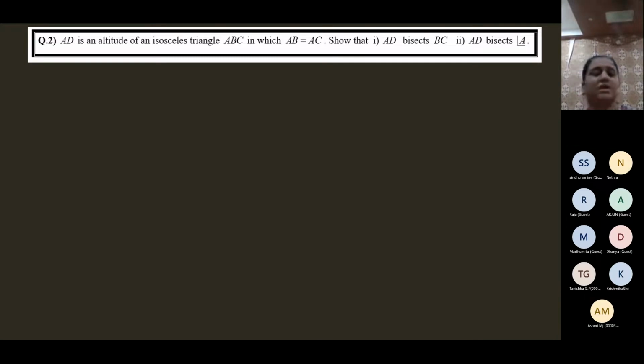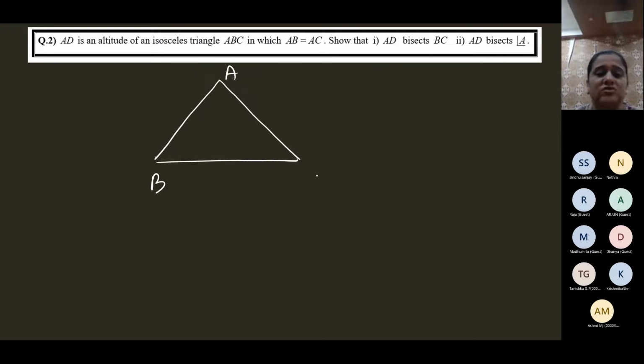So here, AD is an altitude of an isosceles triangle ABC. ABC is an isosceles triangle with AB equal to AC. AD is the altitude from A. So this is the altitude. Altitude means 90 degrees. AD is the altitude, meaning AD is perpendicular to BC.